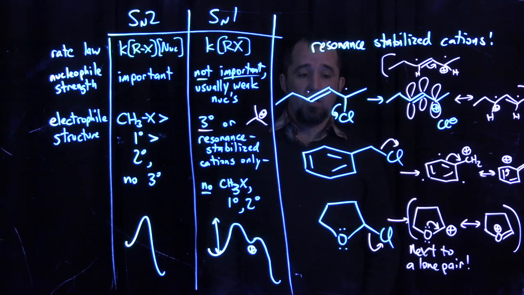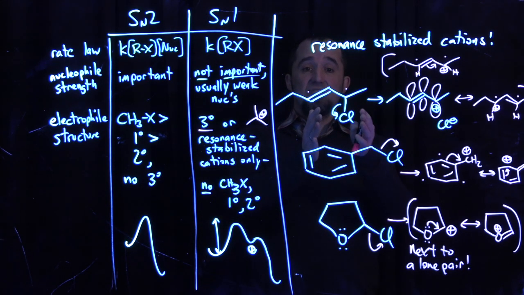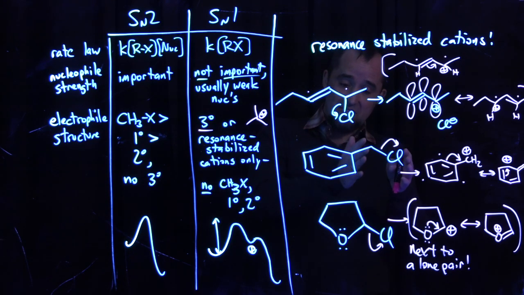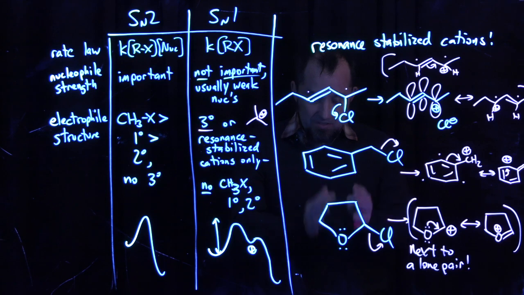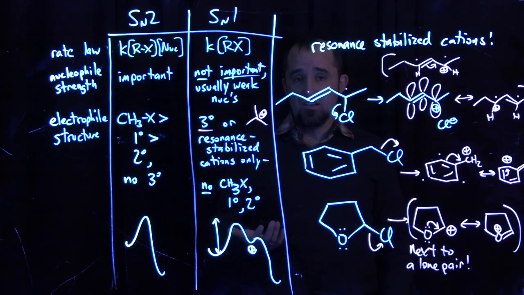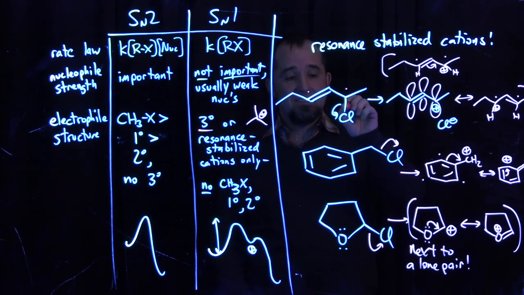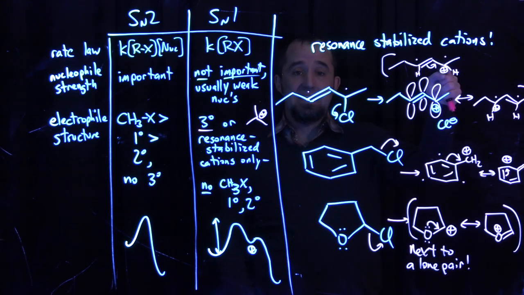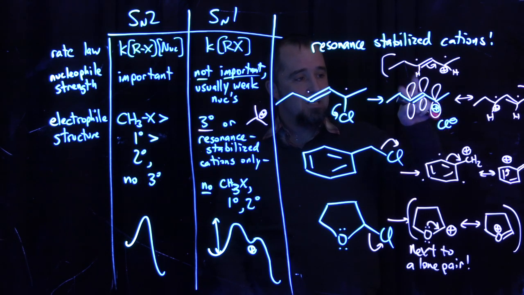So here I am looking for leaving groups next to but not on a pi bond. Here, leaving group next to but not on a benzene ring. Or even a leaving group next to something with a lone pair. Why do these work? If I have this leaving group leave, what you can see is a cation like this. I've drawn the p orbitals here. You can kind of see the pi bond can overlap this empty p orbital.